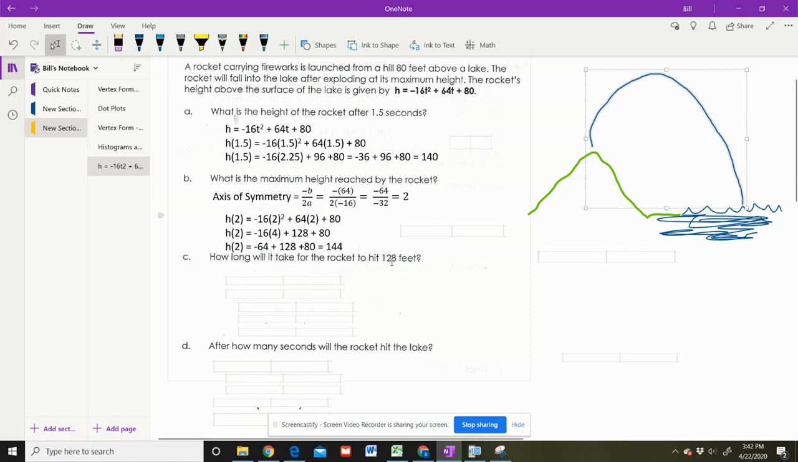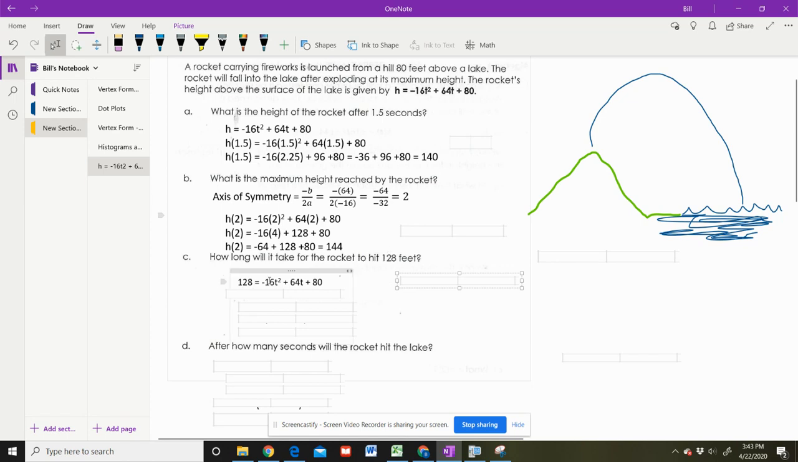How long will it take for the rocket to hit 128 feet? So now they're asking for, okay, we hit 140 after 1.5 seconds. They wanted to know after how many seconds, what height am I at? So we just plugged the 1.5 in for t. But now they're saying, okay, what if I want to know how many seconds it takes me to get to 128 feet? So this is going to be a little bit of a different setup. So now we just put the 128 in over here because remember, h is representing the height, h of t, where t is the number of seconds. So for 128 feet, we put it over here.